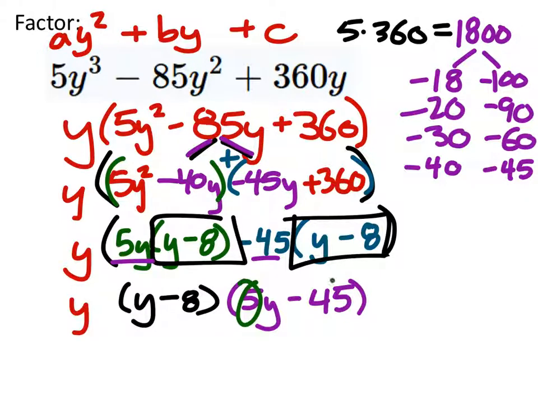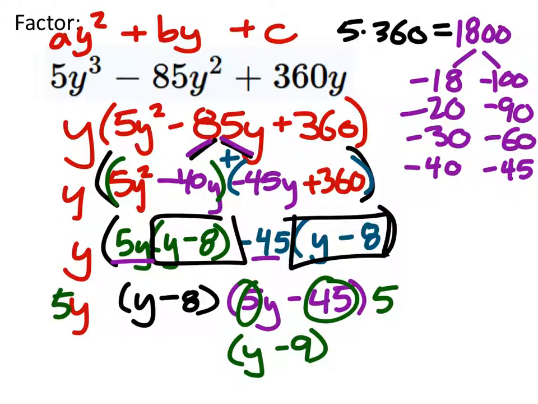I can factor out a 5 from both of these two terms, which would leave me with y minus 9 right here. And then the 5 that I factor out, I'm just going to place it with the y. So I really got 5y times y minus 8 times y minus 9, and that would be it.